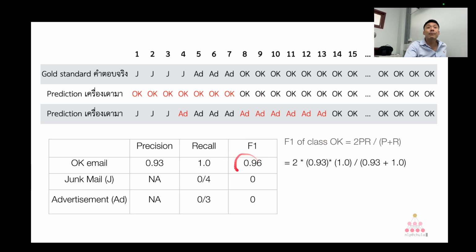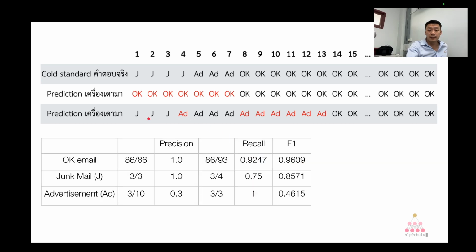Basically it's a very fancy average, so you get the big picture of precision and recall. I plug in the formula, and that's what I got. But look at the second system though.